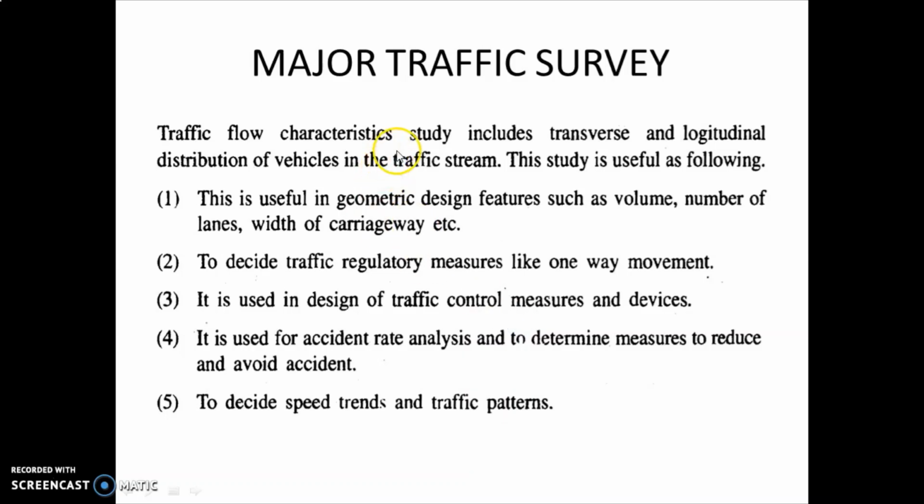Traffic flow characteristics study includes transverse and longitudinal distribution of vehicle in the traffic stream. This study is useful as follows. It is used for these purposes. First, it is useful in geometric design features such as volume, number of lanes, width of carriage, etc.